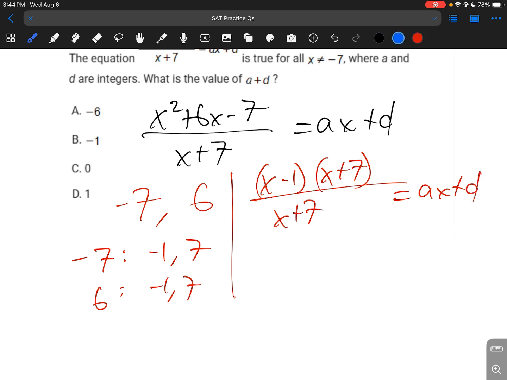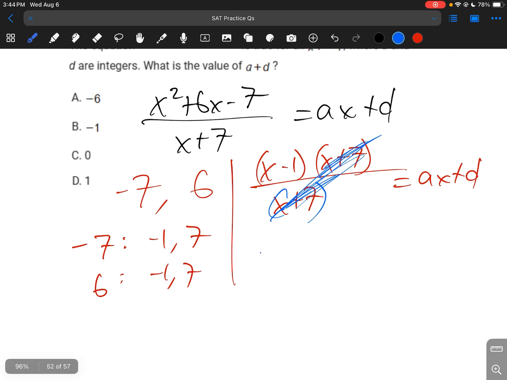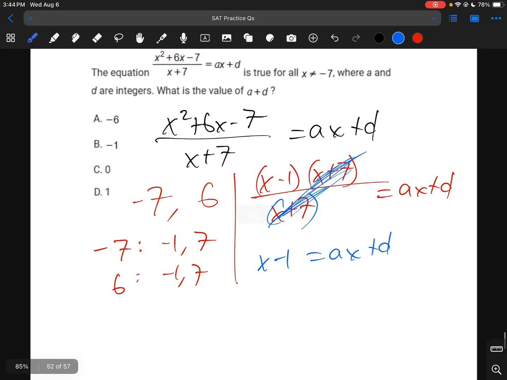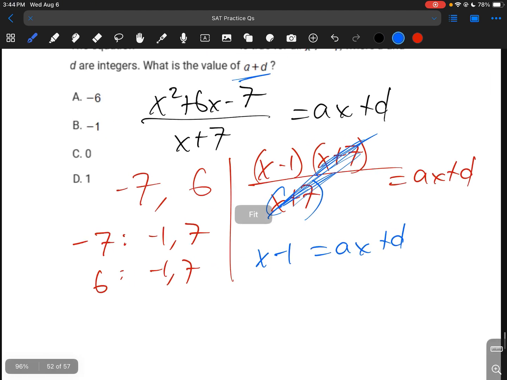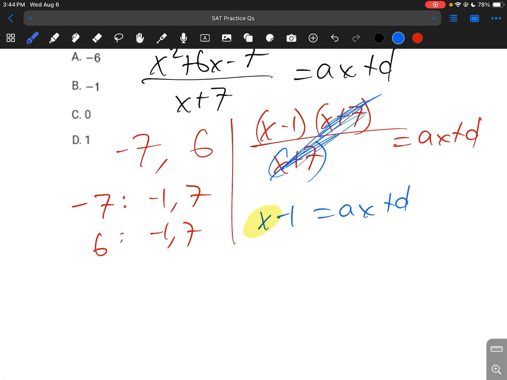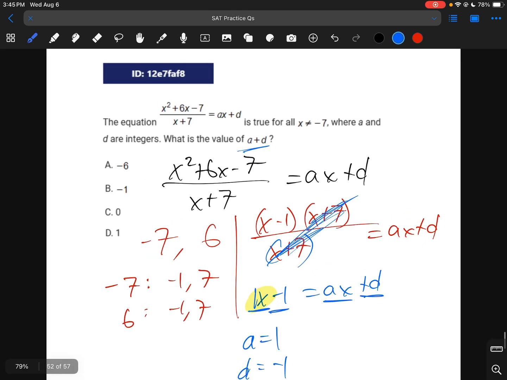Well, look, this cancels out. x plus 7, this cancels. So what we're left with is x minus 1 is equal to ax plus d. And saying, what is the value of a plus d? Well, this matches, doesn't it? Because you have some invisible 1 here. So that means a is equal to 1, because 1x, ax, and then d is equal to -1. It's like plus something, plus -1. And it's asking for what is a plus d. Okay, so 1 plus -1 is 0.